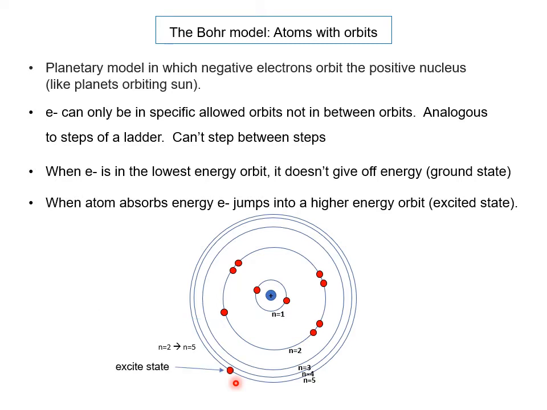So this here is an excited state. And this atom in this excited state now is not stable. Notice that that electron absorbed enough energy to go from n equals 2 to n equals 5.